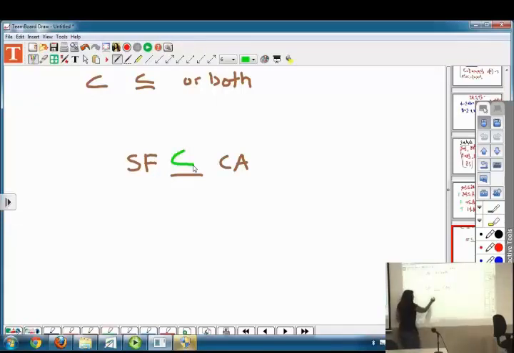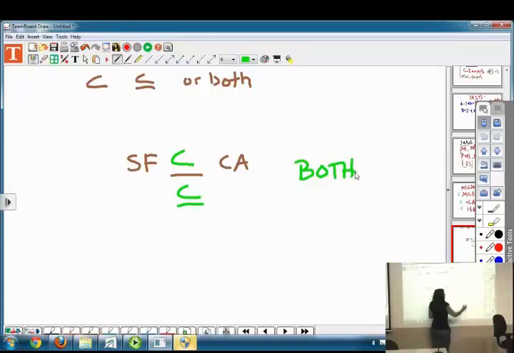So then I say, well, is this true? Yes, that's true too, because remember, this represents all the subsets and the set itself. So they're both true. Okay? So this answer is both.